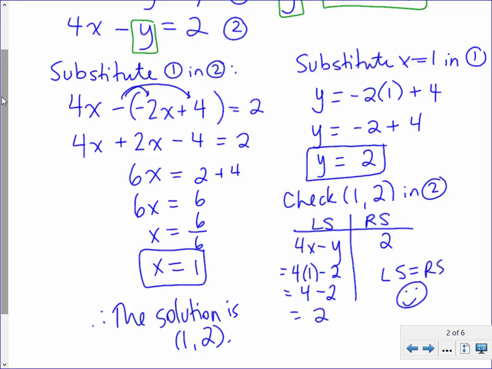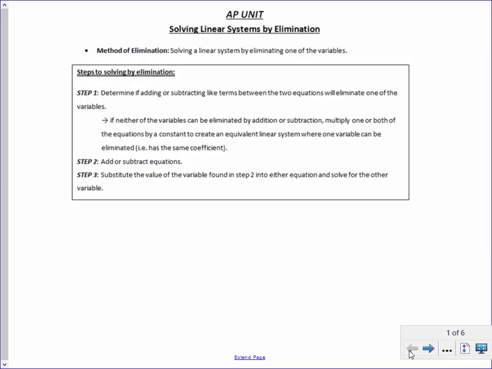You should have completed all of the assigned work from substitution. If you didn't, you have a bit of catching up to do tonight. We are moving on to elimination. It's another way of solving a linear system.